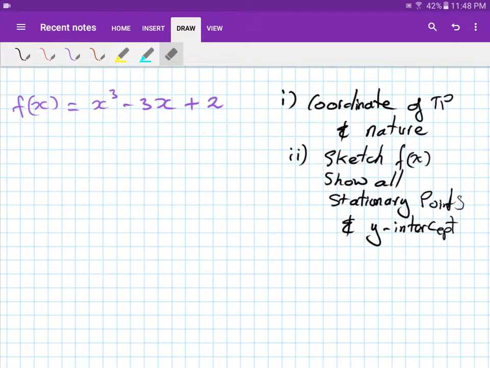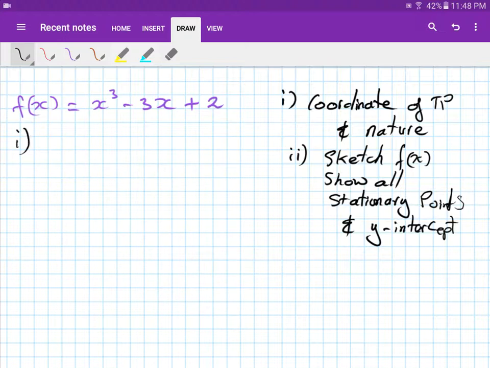For the function f(x), the question is asked to find the coordinates of the turning points and determine the nature. And part 2 is to sketch the function f(x) and show all stationary points and the y-intercept. Okay, so let's go. Part 1.